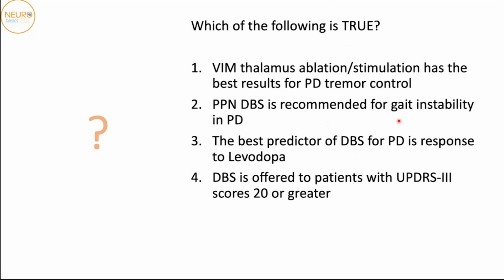Right, so we'll discuss a few questions about this section. So which of the following is true? The Vim thalamus nucleus ablation or stimulation has the best results for PD tremor control. Pedunculopontine nucleus DBS is recommended for gait instability in Parkinson's disease. The best predictor of DBS for PD is response to levodopa. DBS is offered to patients with UPDRS 3 scores 20 or greater. You can leave the answers in the chat box.